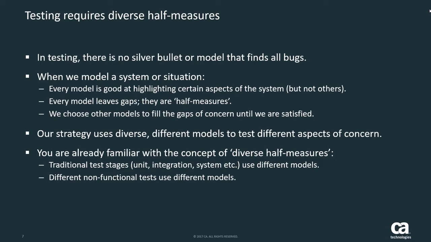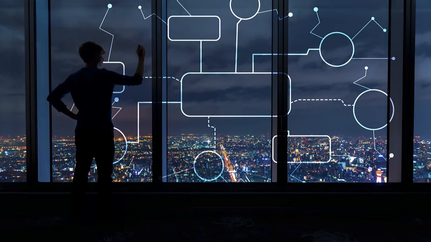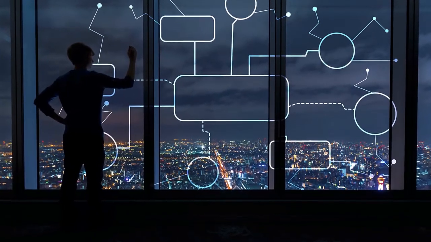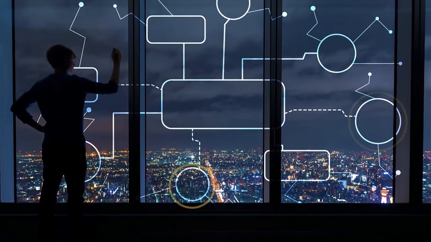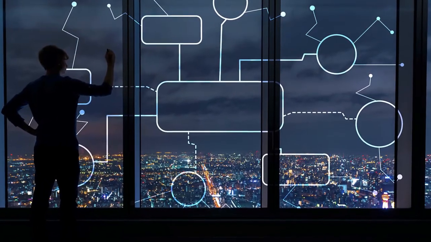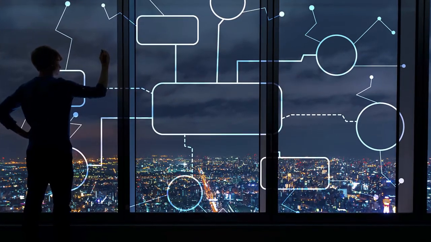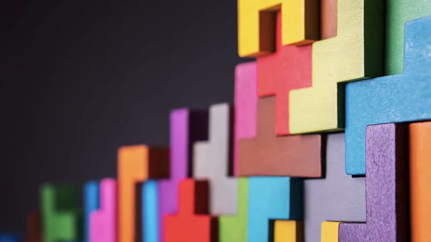So when we model a system or situation, each model is good at highlighting different aspects. It might highlight the user interface and the navigation path through the user interface, but that same model would say nothing about the back-end processing. So every model leaves gaps. Every model is a half measure, if you like.